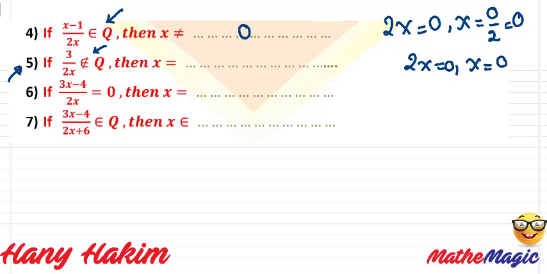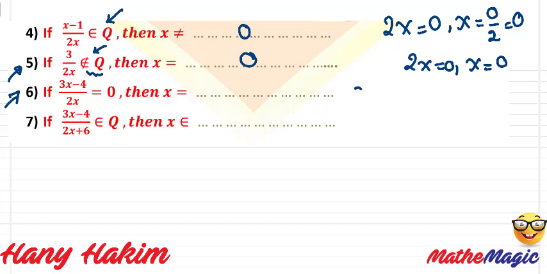Question 5. If that fraction doesn't belong to Q, that means the bad x is already in that fraction. Here I'm asking again about the bad x in another format. So bad x, I can get from the denominator. So put 2x equals to 0, then x equal to 0.